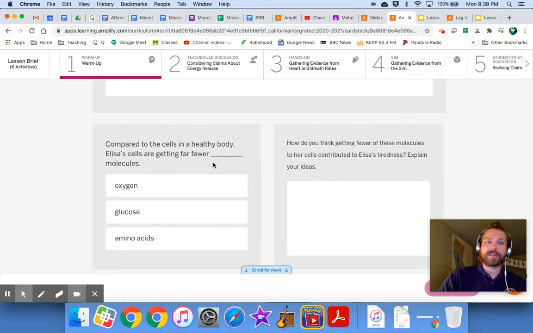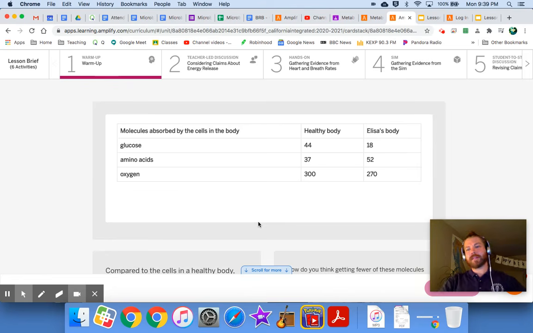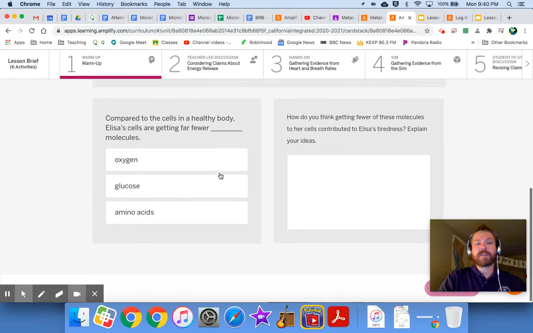Compared to the cells in a healthy body, Elise's cells are getting far fewer what molecules? Now, if we look at this, some of you might want to immediately say, well, they're getting far fewer oxygen molecules. Look at that, 30 less oxygen molecules? That seems like a lot. Well, when you consider the total of 300 for a healthy body, that's really only 10% difference in oxygen. Amino acids, healthy body, 37. Well, Elise is getting way more amino acids. Could that be a problem? Well, it doesn't seem to be. But for glucose, Elise is getting less than half the same amount of glucose a normal healthy body is receiving in her cells. So, I'm giving it away right now, we would put glucose here.